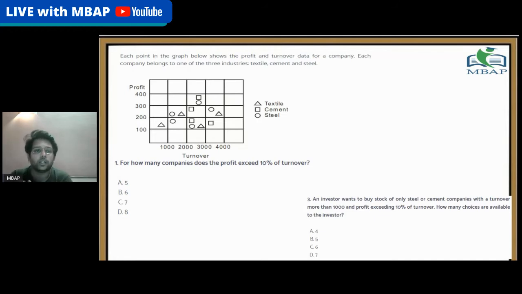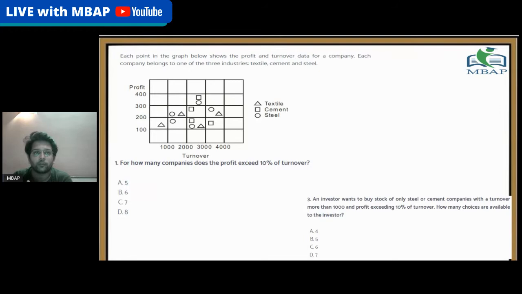Perfect. Let's go on. The question is again. If you want, you can put this either in the form of a line graph or a bar graph. But let's read the data which has been asked of you. Each point in the graph below shows the profit and the turnover of a company.